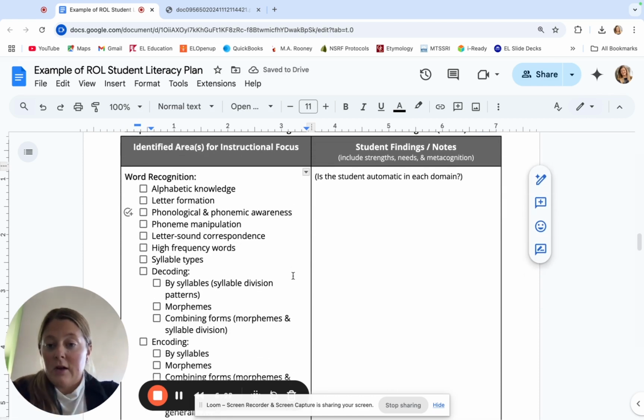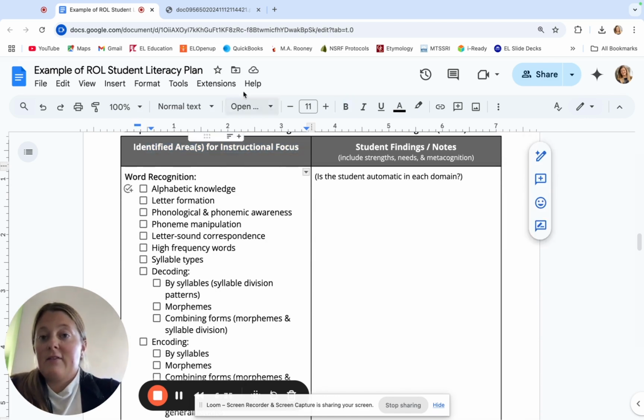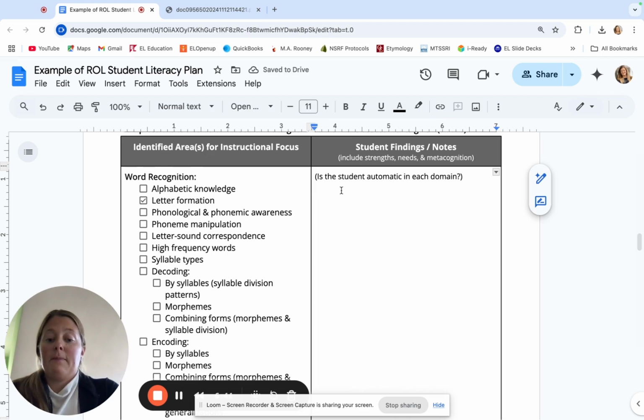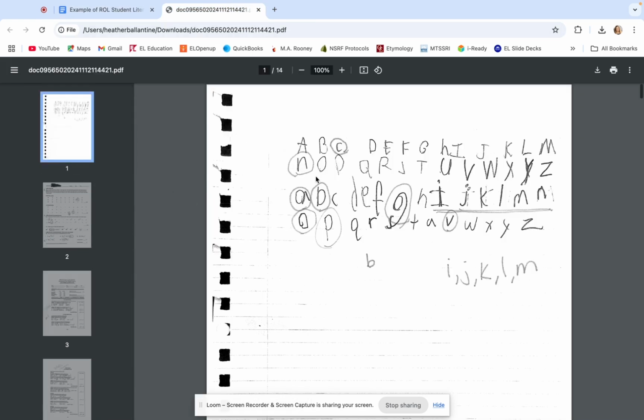All right, so here we are, the meat of the meal. The identified areas for instructional focus. So, alphabetic knowledge, not needed because the student knows the alphabet, but needs letter formation. So over here on the right, the findings and notes include strengths, needs, metacognition, anything that I'm finding here. So I'm just going to put letter formation, and these are the letters to work on with the student. And I'm just going to start listing them out.